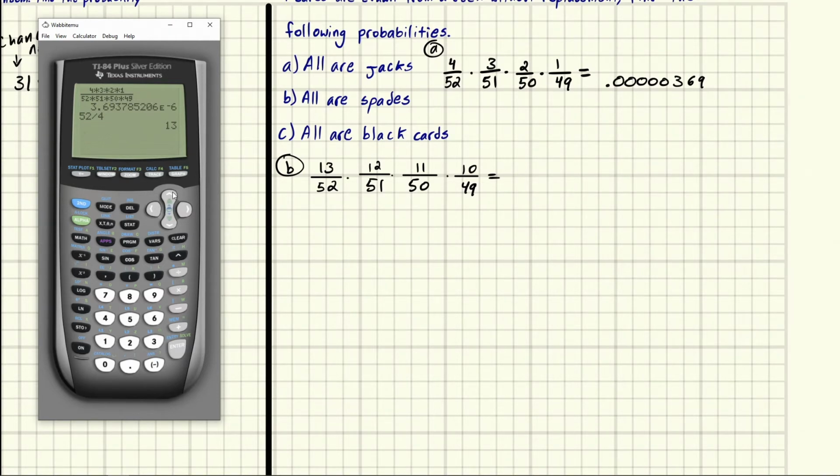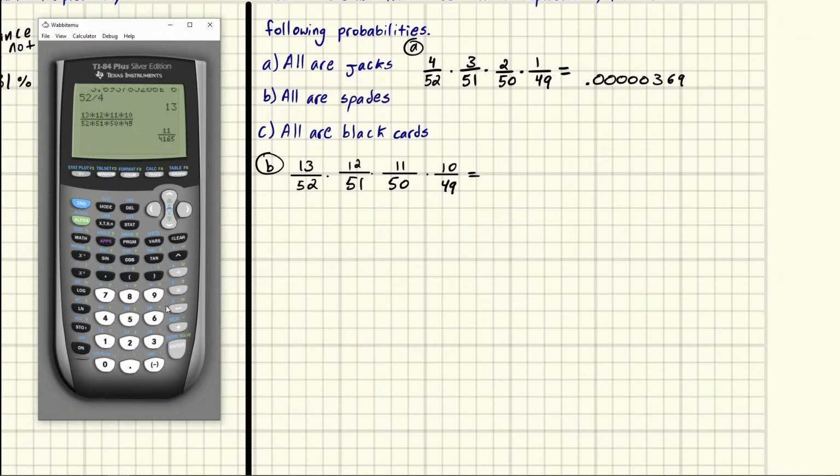I'm going to type myself one of those handy dandy fractions: 13 times 12 times 11 times 10, and on the bottom 52 times 51 times 50 times 49. And we're going to get 11 over 400.